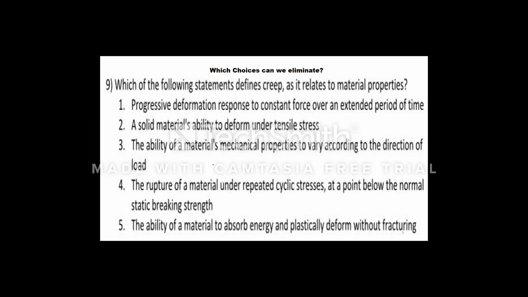So what did you get? The correct answer is number 1. The reason that the answer is 1 is that it reads progressive deformation responds to constant force over an extended period of time, which is very similar to the definition that I gave you.